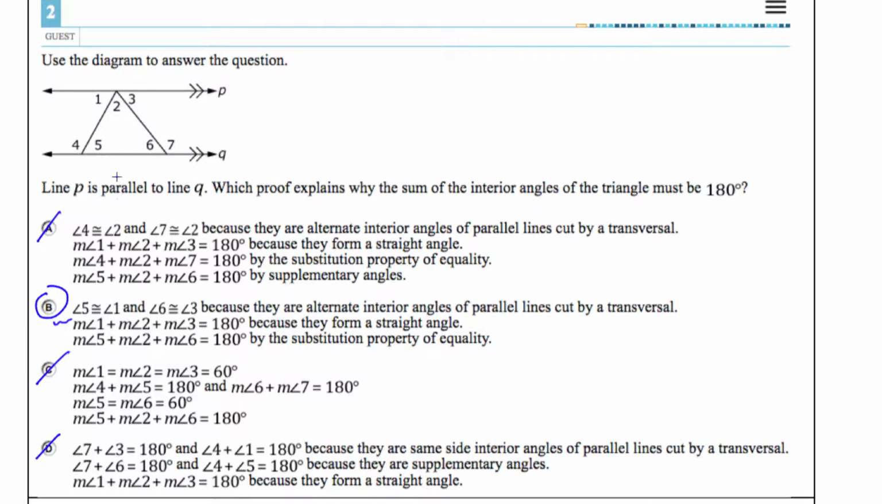So we have alternate interior angles saying angle 1 and angle 2 are equal, or I guess congruent, and then 1, 2, and 3 add up to 180. Well, yeah, that's true. It's a straight line. Those are supplementary. And then 5, 2, and 6 equals 180. That's exactly the chain of logic that we used in our class. So the correct answer is B.